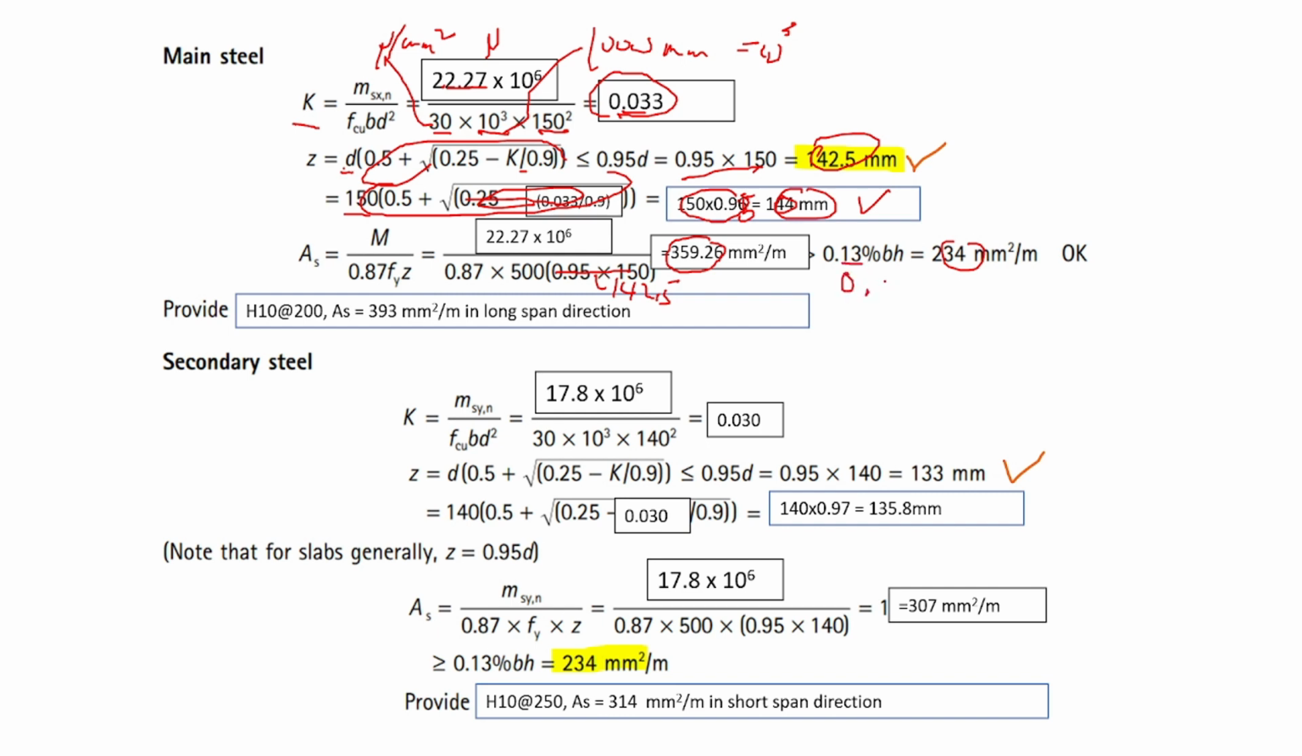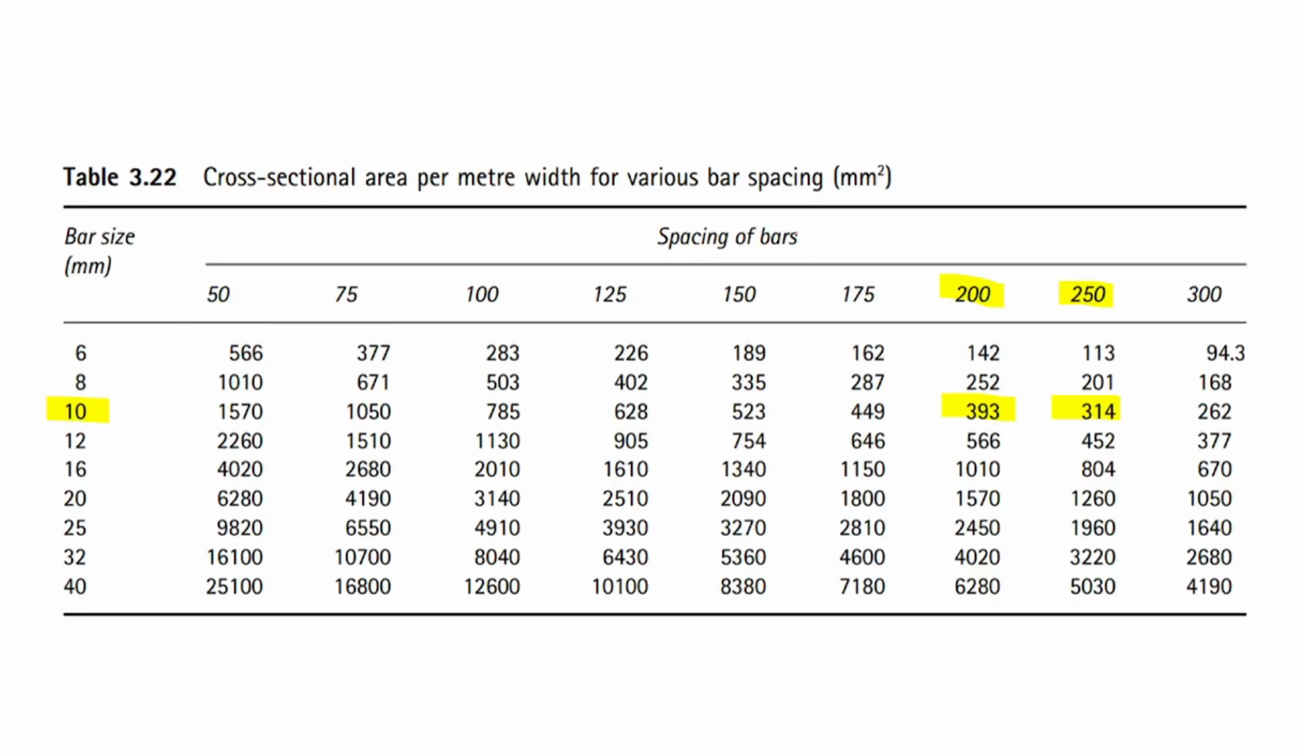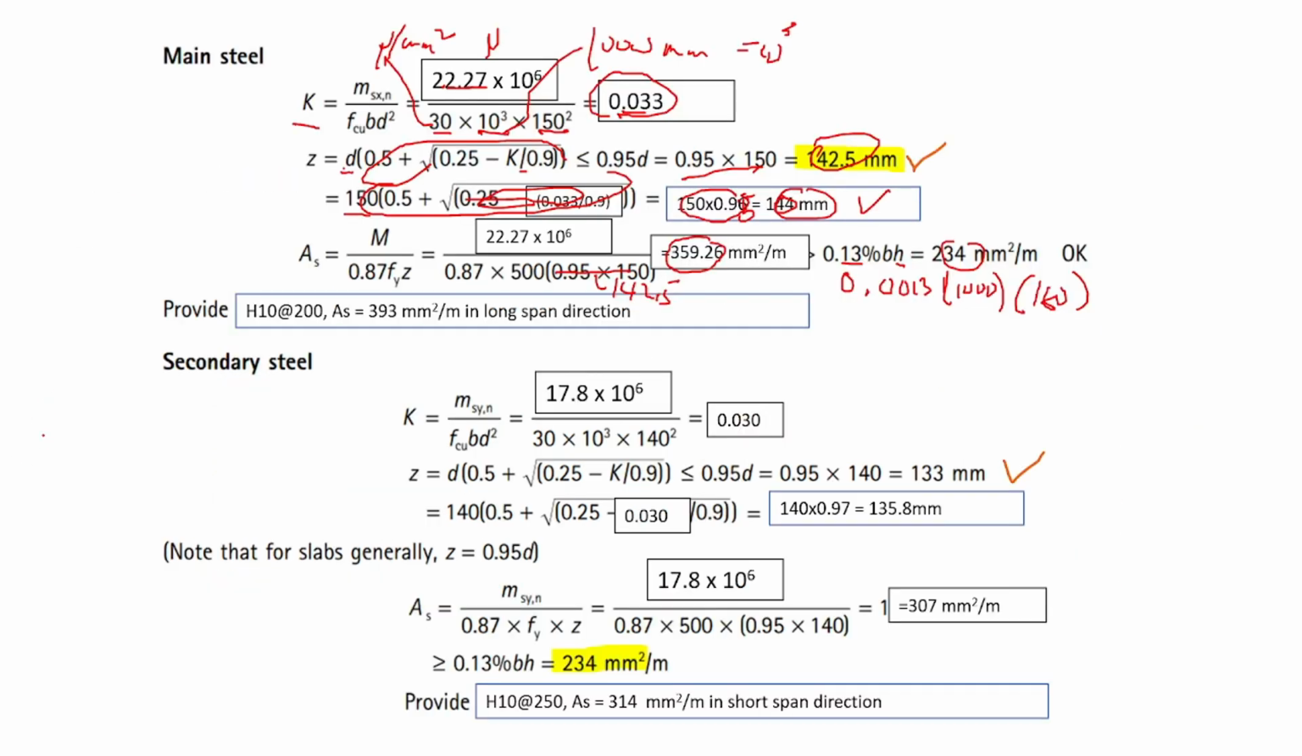0.13 percent, meaning divide by 100. B is 1000. H is, this is our H, 180. Okay, you check in the first slide. So our requirement is 359. We can use this one. This will provide 359. So spacing is 200, and then you have 10 millimeter as your size. So this one is for the main bar.